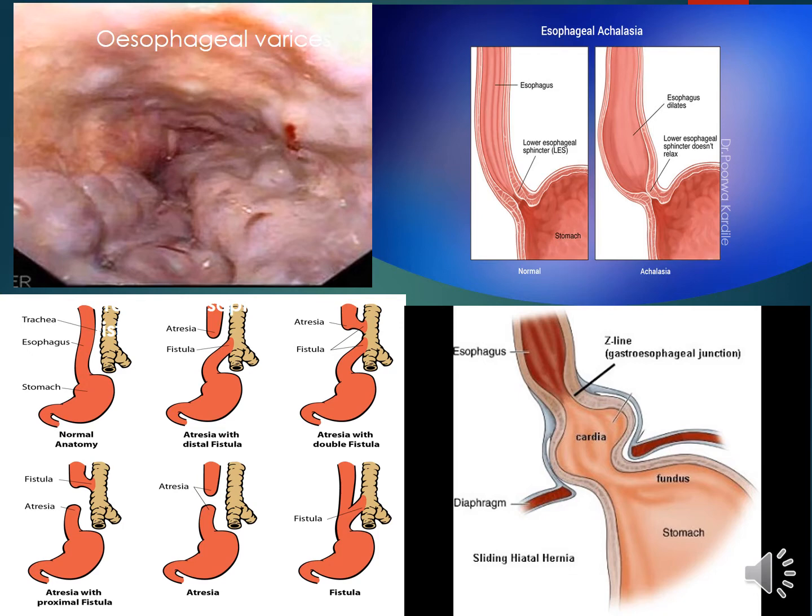Now the third slide is of tracheoesophageal fistula. It is a developmental anomaly. So the first figure is normal. There is esophagus and stomach lying posteriorly, and anteriorly we have trachea with two principal bronchi. So this is the normal slide.